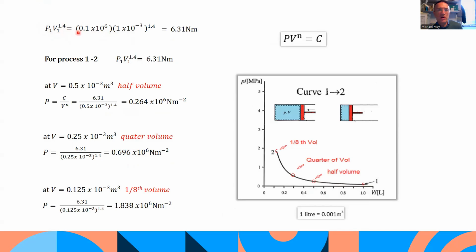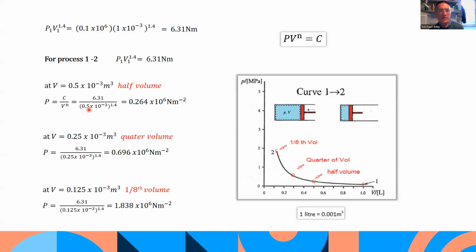What we need to do first for state 1 down here is calculate the constant. We have the pressure at that point. The volume we have in liters, but we need to convert it into meters cubed. We have the polytropic exponent, and we work out the C value. Now we transpose this equation to get P on its own. We assume different values for V: half a liter, then a quarter of a liter, and then 1/8 of a liter as well.